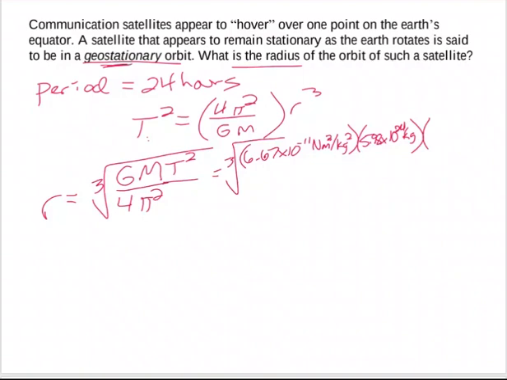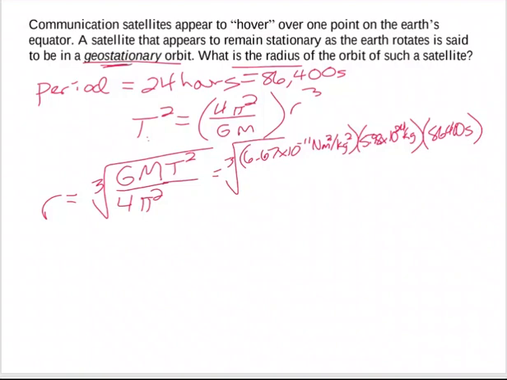We said period is 24 hours. Can we use 24? No, we got to change it to seconds. So put 3,600 times 24. There's 3,600 seconds in 1 hour, so times 24 gives us how many? 86,400 seconds. So we'll put that here, 86,400 seconds.